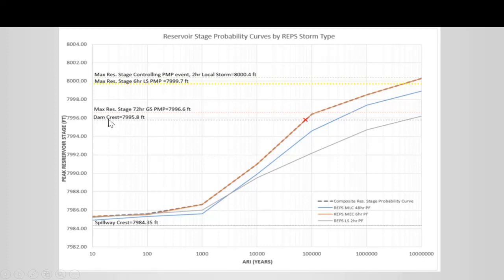The critical one here is the dam crest elevation, and in this case we'd be looking at the dam overtopping PFM. So we look at that controlling hydrologic hazard curve, and where it reaches the dam crest, that's incipient dam overtopping, and we could call that the ARI or AEP of dam overtopping. So in this case, let's say it looks like it's about 75,000 years average recurrence interval, or an AEP of 1 in 75,000.